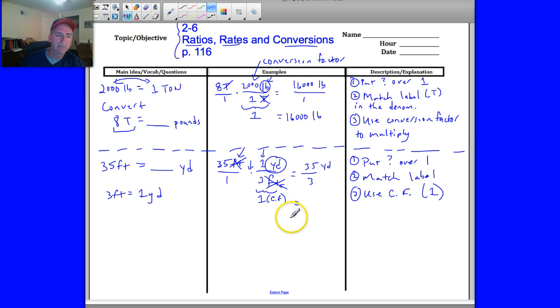35 yards over 3. With these, I would rather you just go ahead and put that in your calculator, divide it, and work it out. So this came out to be, you probably already know, 11.6 repeating yards is how much 35 feet actually equals.